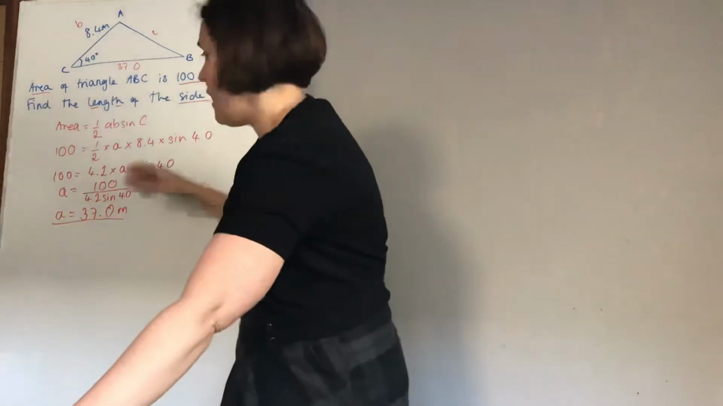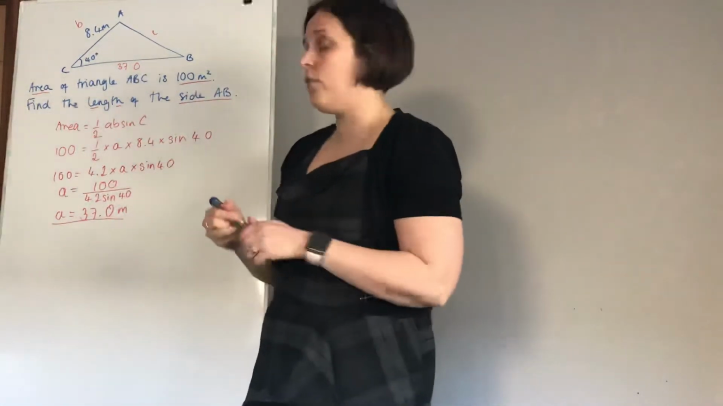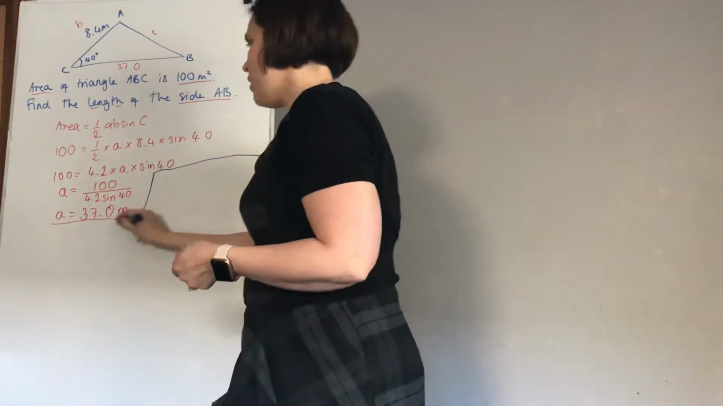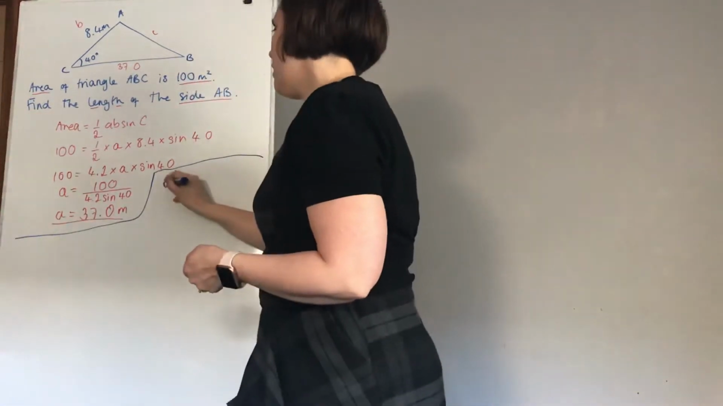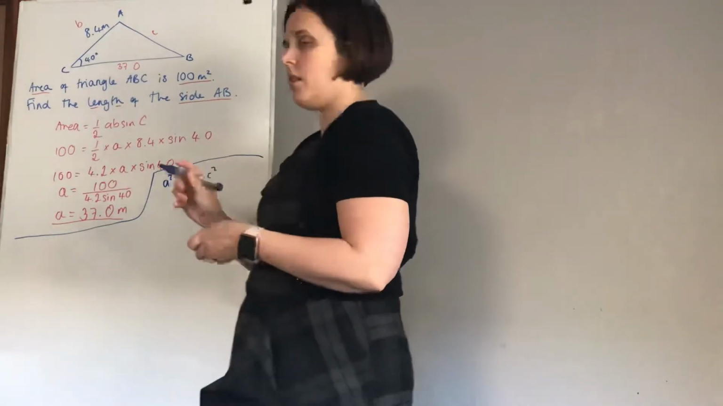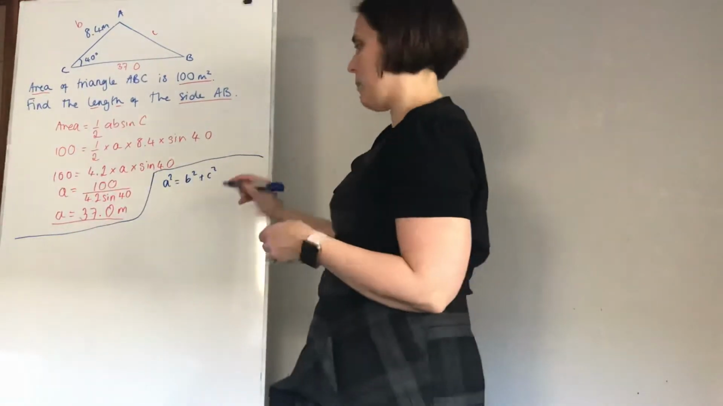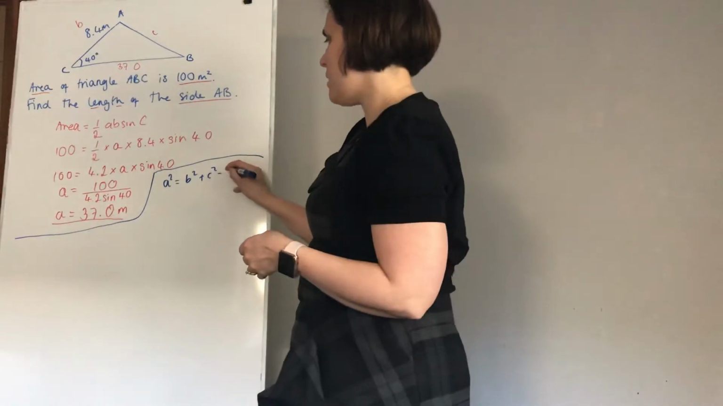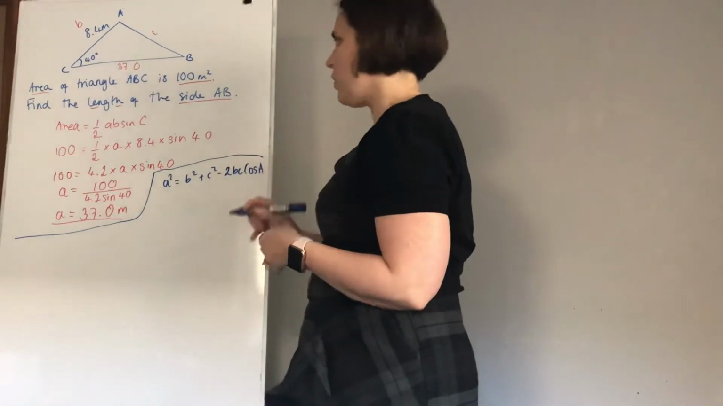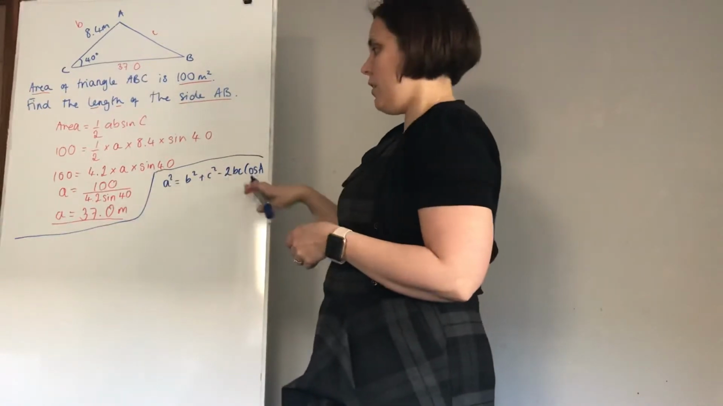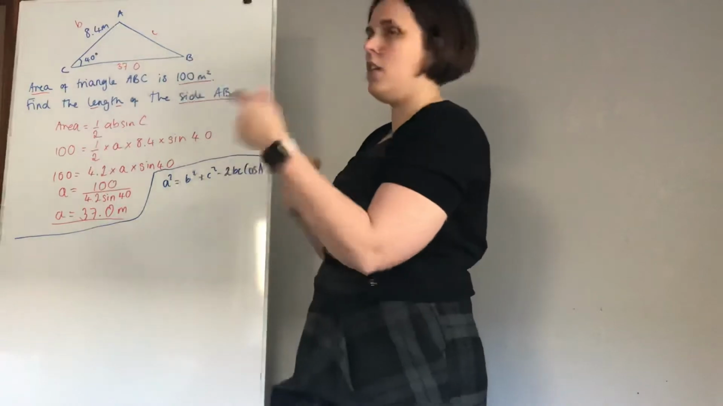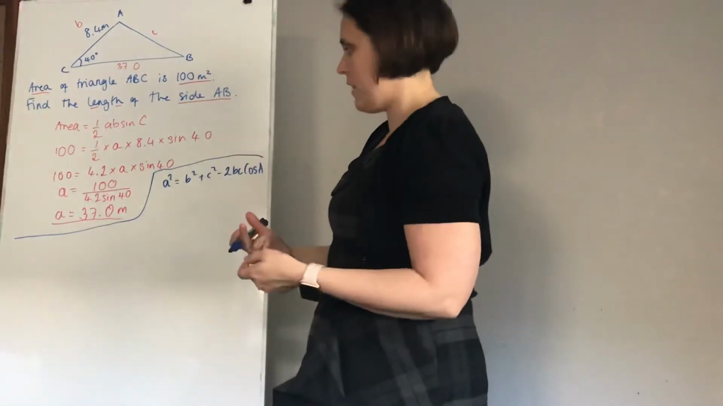Now, just like the area formula, you need to know the formula for the cosine rule. So the cosine rule is a squared equals b squared plus c squared. So I always like to think it starts off a little bit like Pythagoras, and then it's minus 2bc cos a. Alright, now that's fine, but we actually want to find the side c, so you need to adjust it and move all of your letters around.